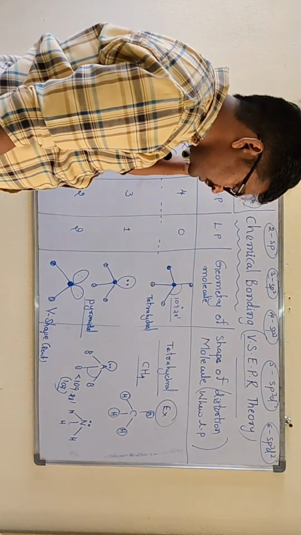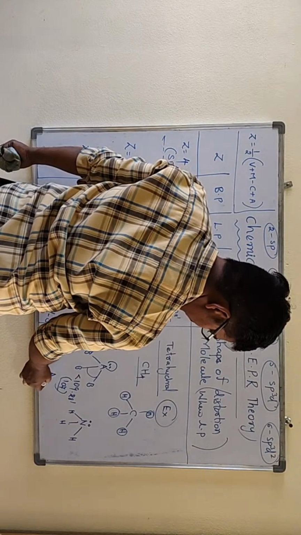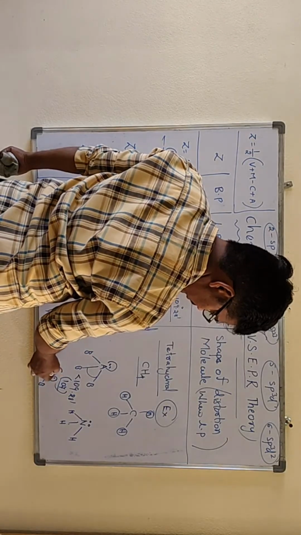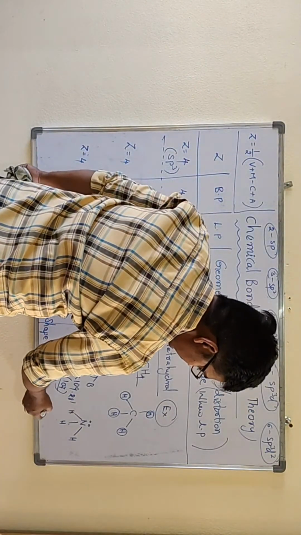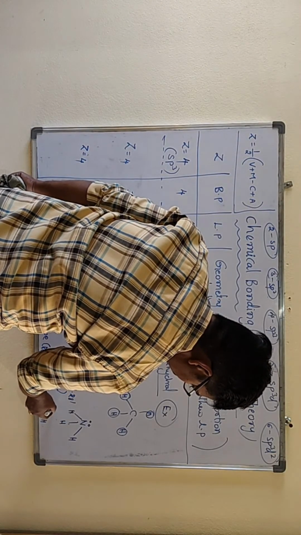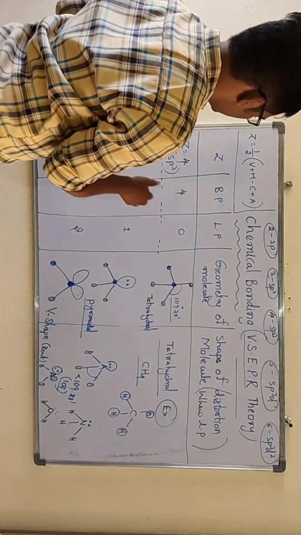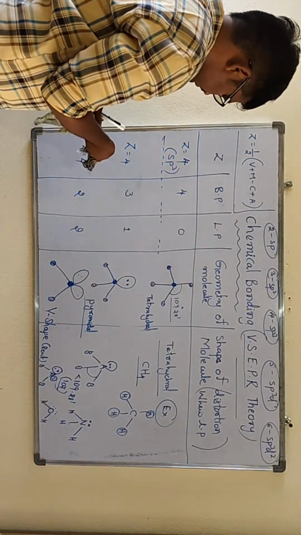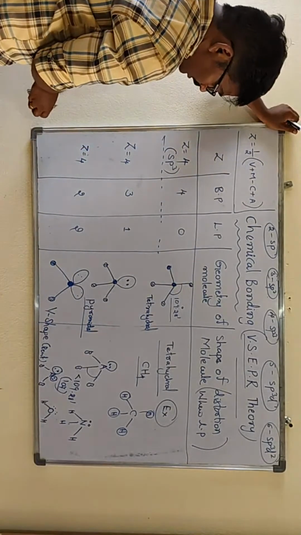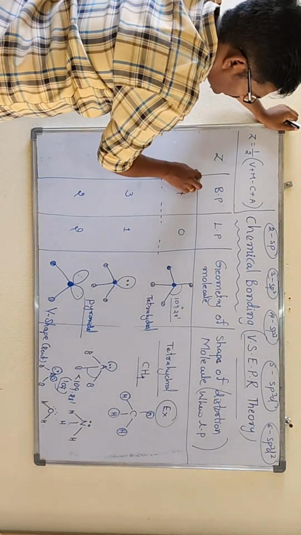Example: the central atom is A, the surrounding atoms are 2 B, and 2 lone pairs of electrons are there. The example for this is the H2O molecule. Oxygen is surrounded by 2 bond pairs with the 2 hydrogen atoms, and 2 lone pairs are present. Clear? Right? So next, take Z value 5.